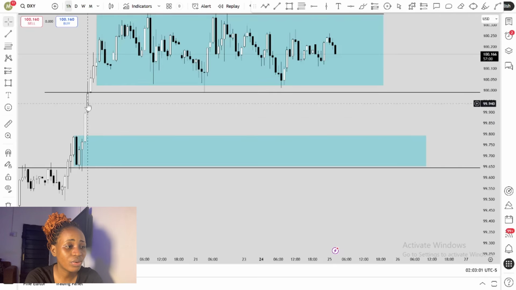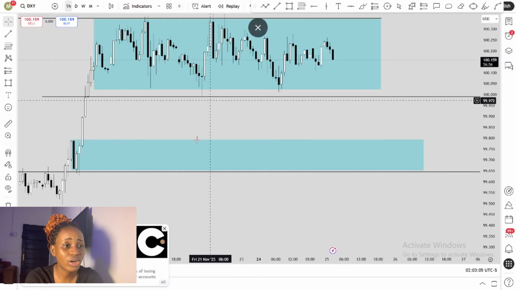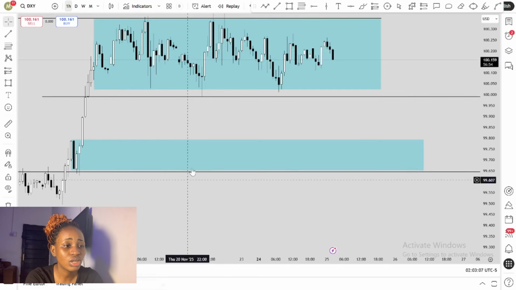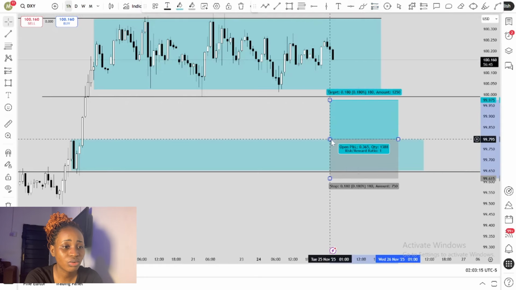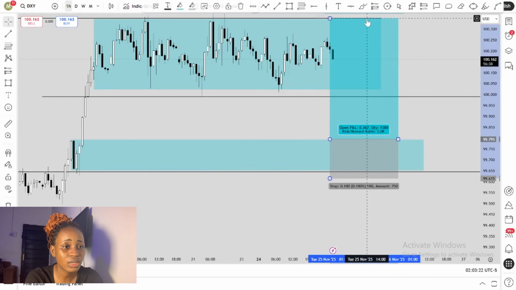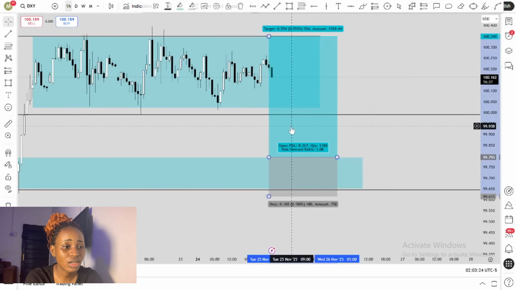We have this gap here, this fair value gap. We have this order block. So I want to see if price will trade down to fill up this gap, then tap into this order block before expanding to the upside. Okay, the market can do anything.